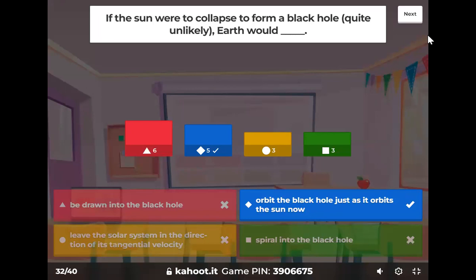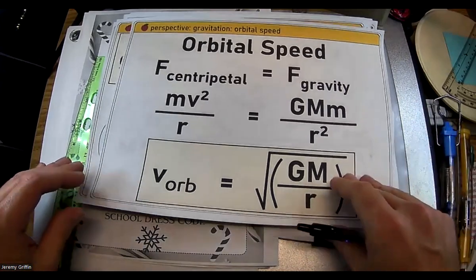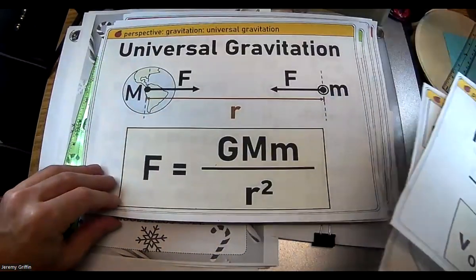So we're looking for orbits around the black hole just as it orbits the sun now. Okay, we try to back that up with some equations over here. Here's the orbital speed we're looking at. And maybe here's the picture.